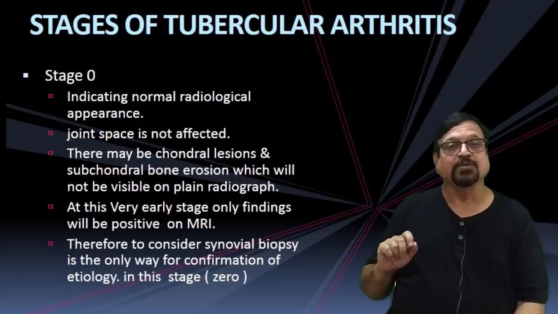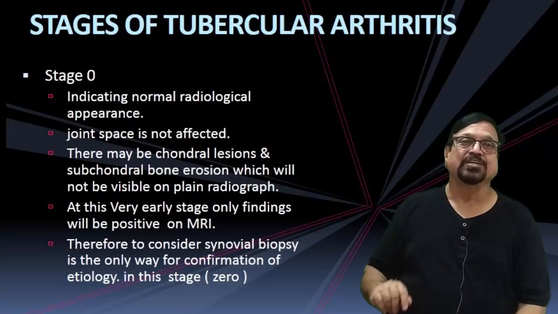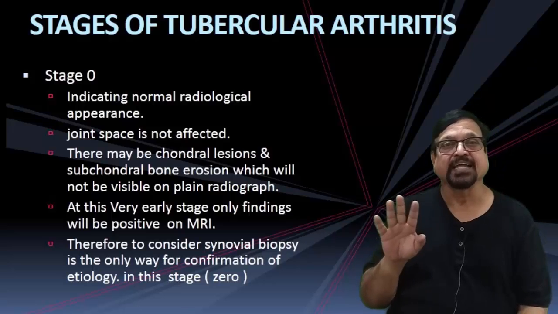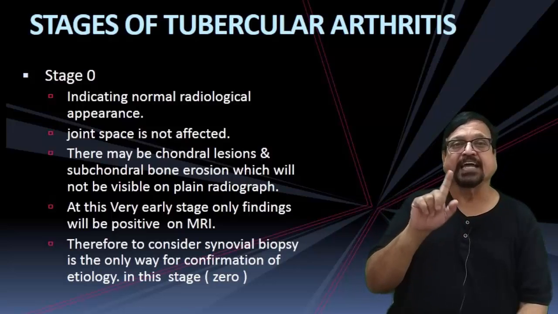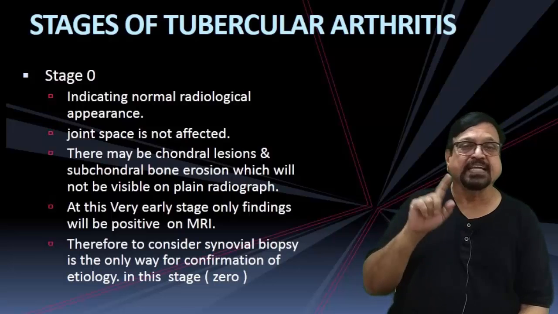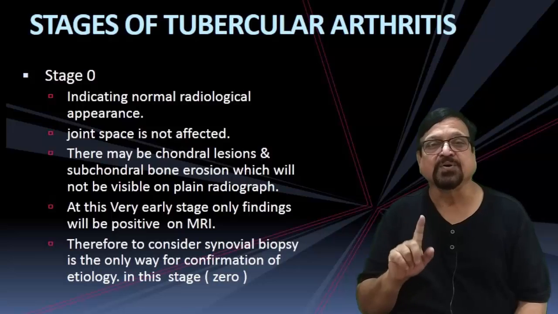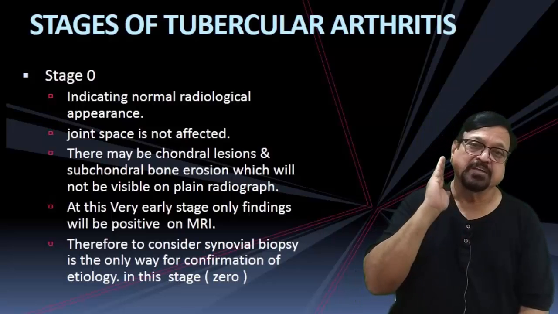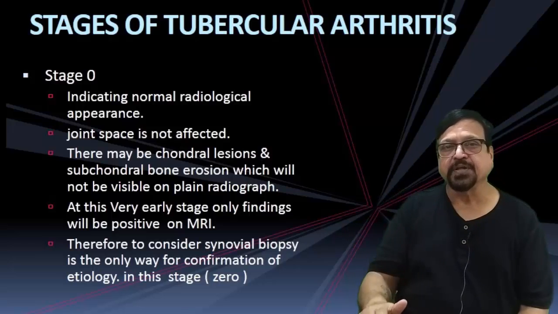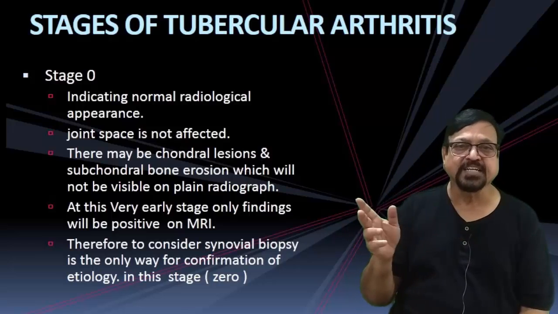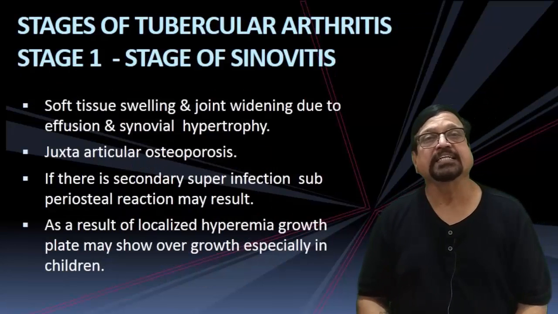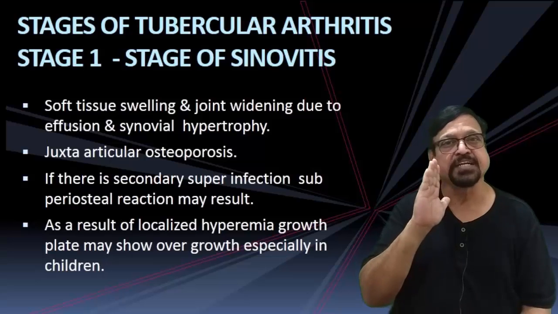Now where it will be positive, it will be positive on MRI. So at this very early stage, the only finding will be positive MRI. Therefore, synovial biopsy is the only way to confirm the etiology in stage 0. So how it goes? You have taken the X-ray, you are suspecting tuberculosis, other blood criteria are supportive, you go for MRI, showing some changes, you want to confirm, go for biopsy. And now, stage 0 done, now stage 1.